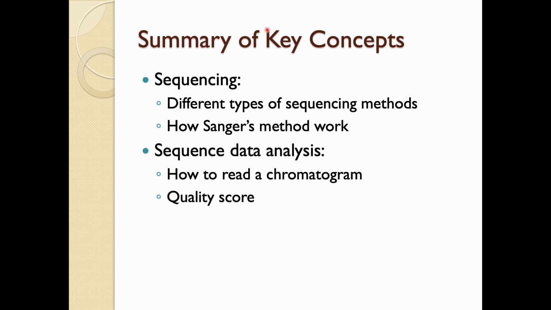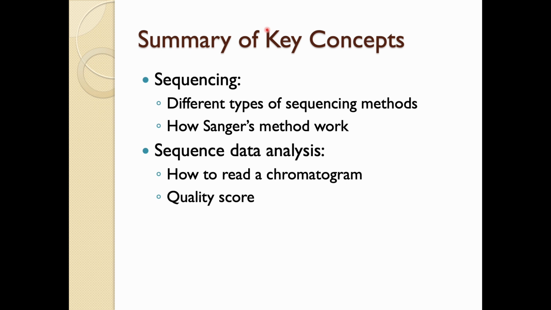Let's wrap up today's session by reviewing what we have learned. We started by exploring the different types of sequencing methods, from first generation Sanger sequencing to next generation and third generation technologies. We walked through how Sanger sequencing works. DNA polymerase copies the template strand, and when a dideoxynucleotide, or ddNTP, is incorporated, it terminates the chain.